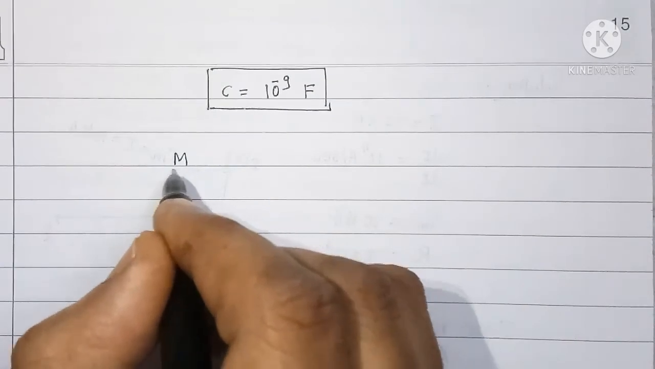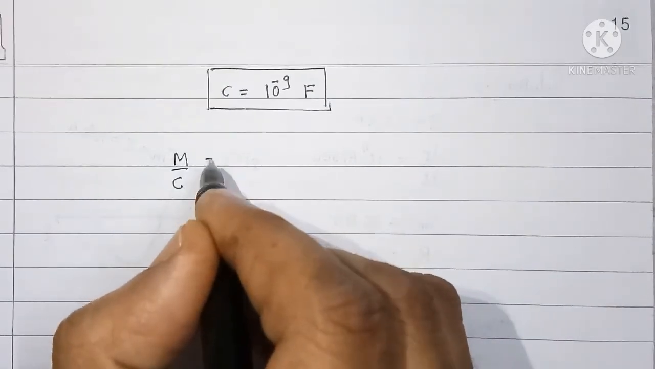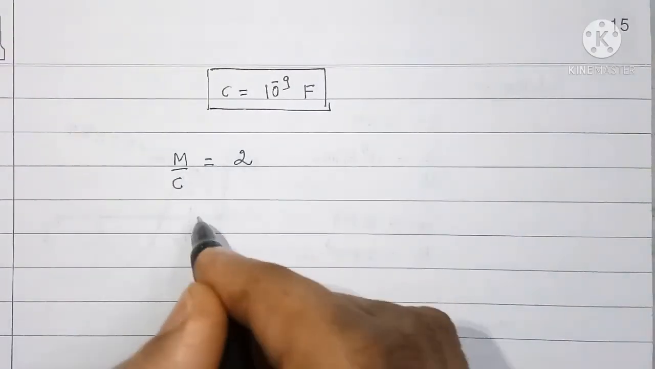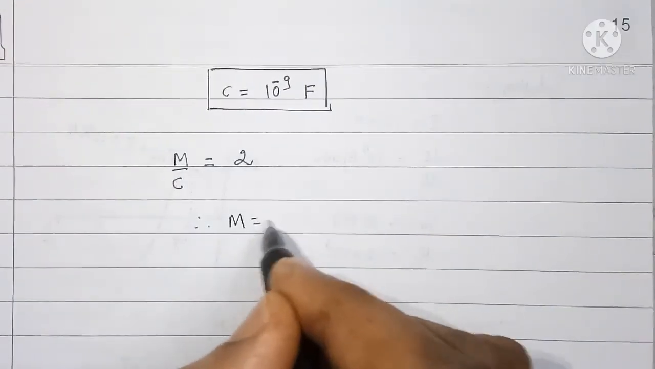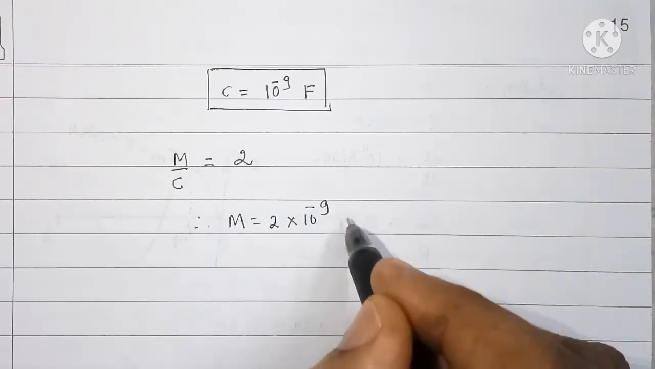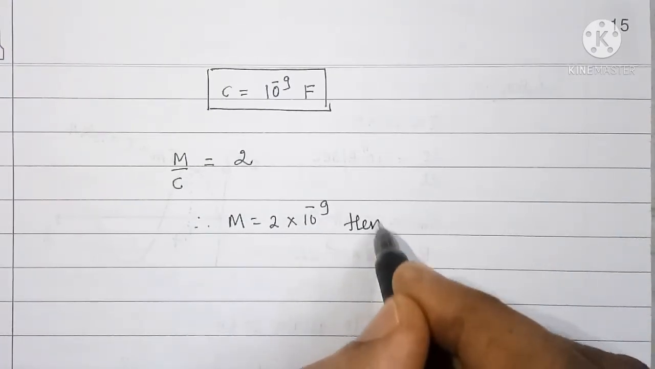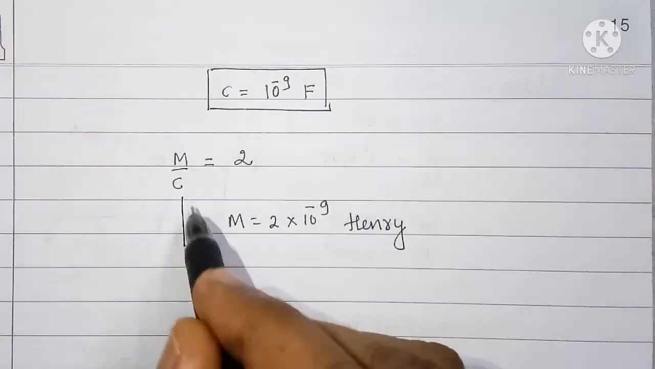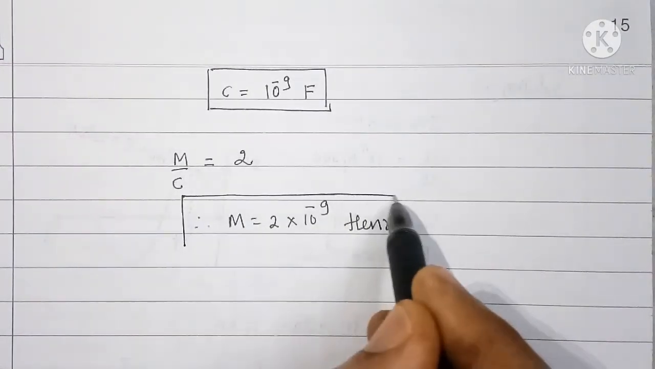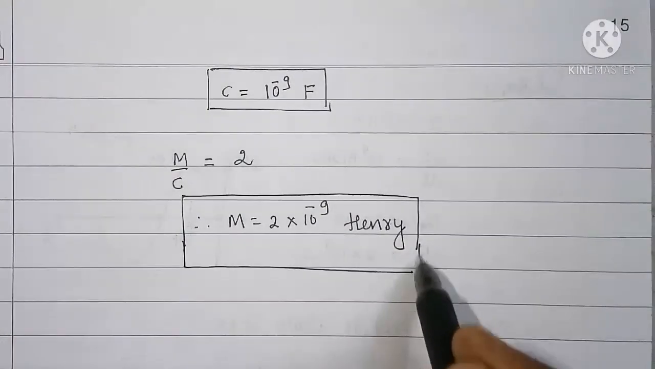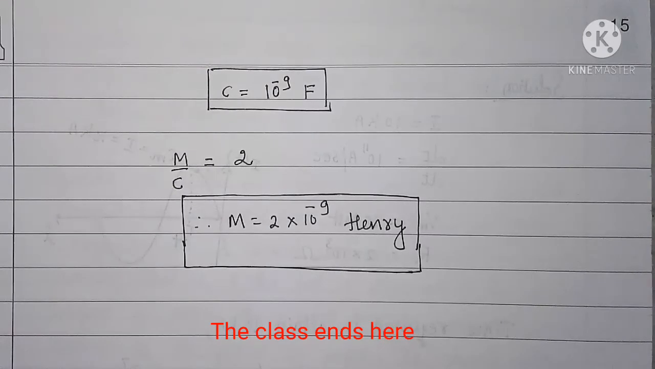We have obtained M by C is equal to 2. Therefore, M is equal to 2 into 10 raised to minus 9 Henry. So in this way we can obtain the values of C and M.